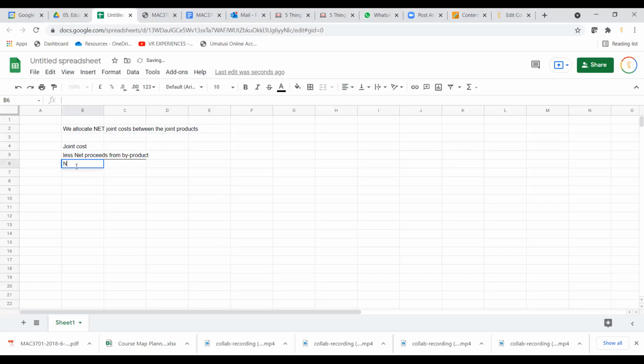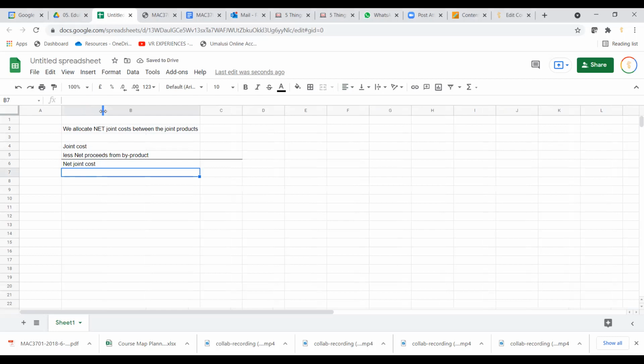Okay, so this will give us net joint costs. Now we're going to allocate net joint costs between the joint products. Now, what are the joint products? So remember, the joint products are premium cut, and what's the other one? Standard cut.